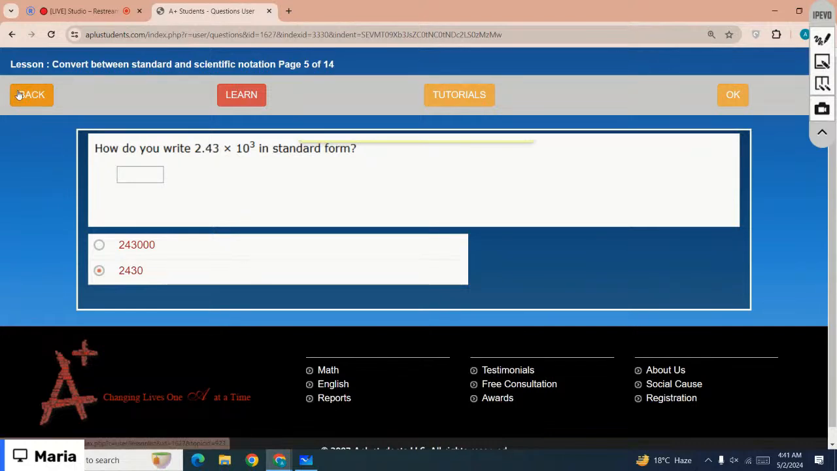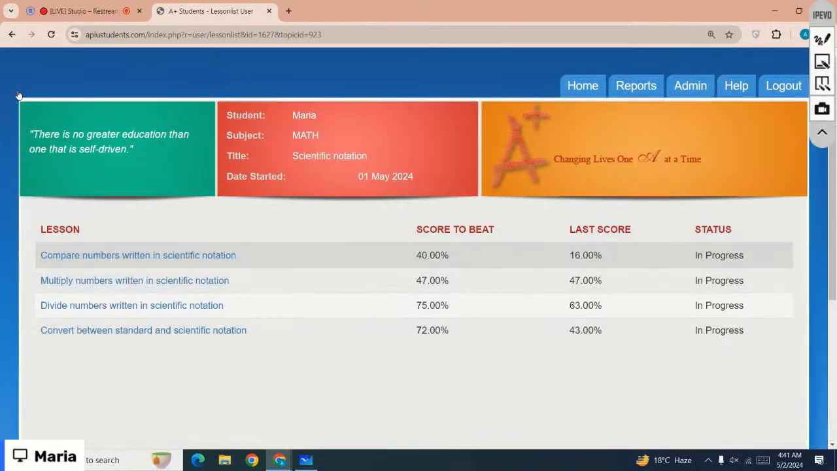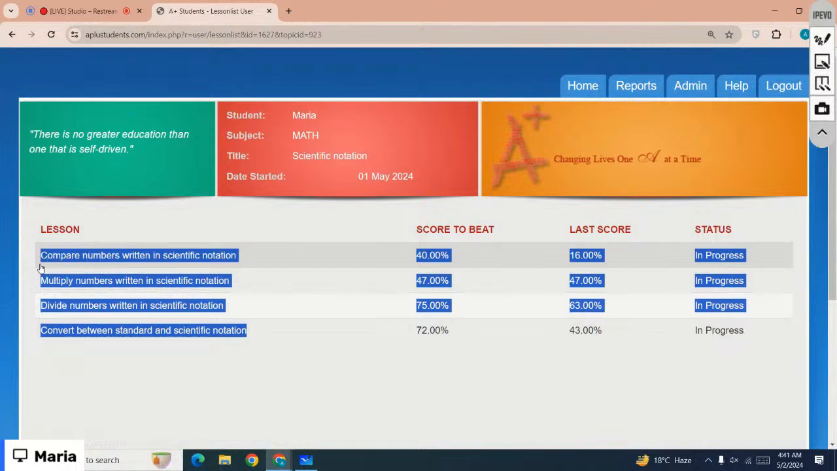Okay, you can complete the lesson by yourself later today. So we were working on grade 9 math. The chapter we were working on is scientific notation. The lessons we have covered today are compare numbers written in scientific notation, multiply numbers written in scientific notation, divide numbers written in scientific notation, and convert between standard and scientific notation. Please make sure before the next session you complete all the practice questions for the lessons we did today. That is your homework until the next session.